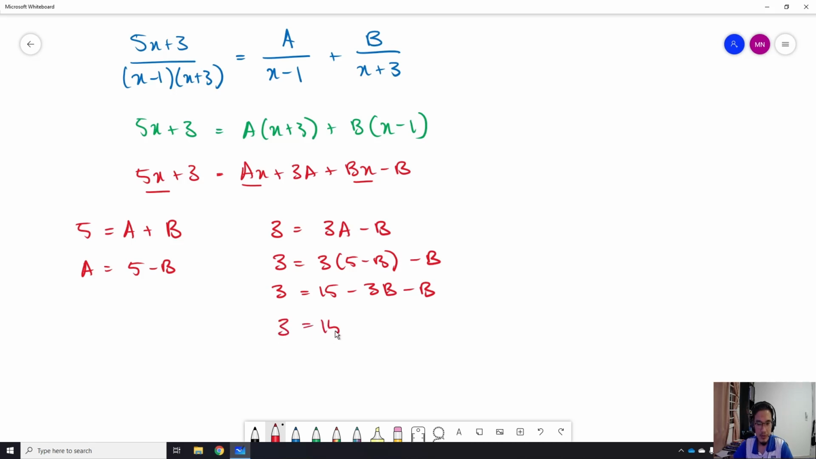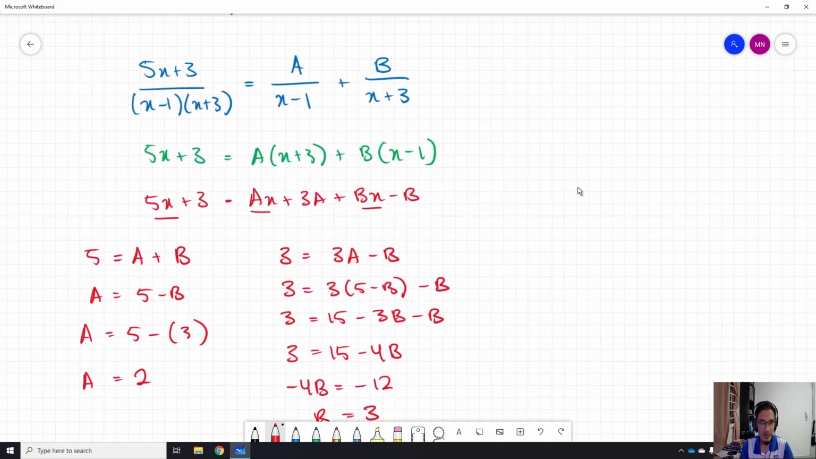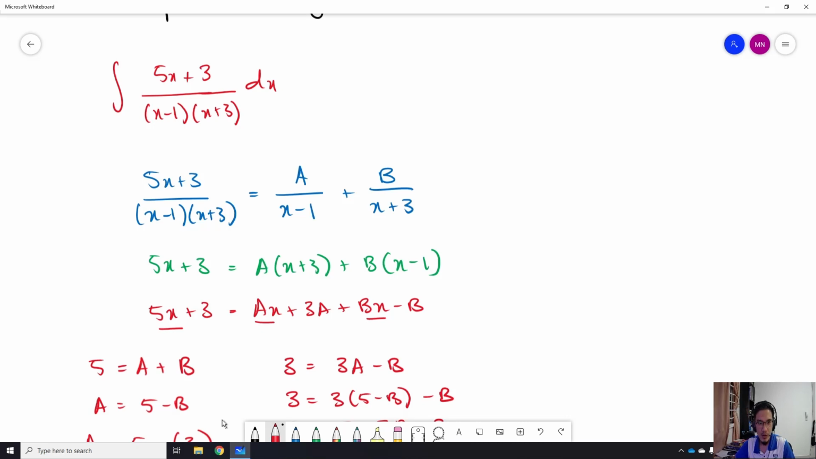So we have 3 equals 15 minus 4b, and negative 4b is equal to negative 12, so b is equal to 3. Then we substitute b equals 3 into the equation a equals 5 minus 3, so we have a equals 2. Now we have the value of a and the value of b. So we can rewrite the integration of 5x plus 3 over x minus 1 and x plus 3 as the integration of 2 over x minus 1 plus 3 over x plus 3, with the values of a and b that we found.